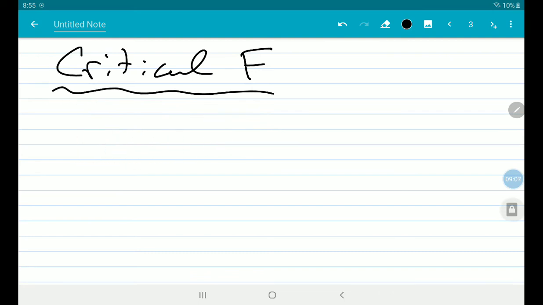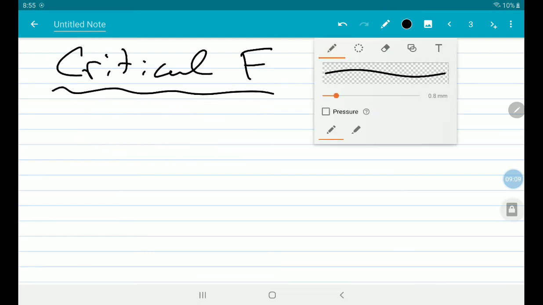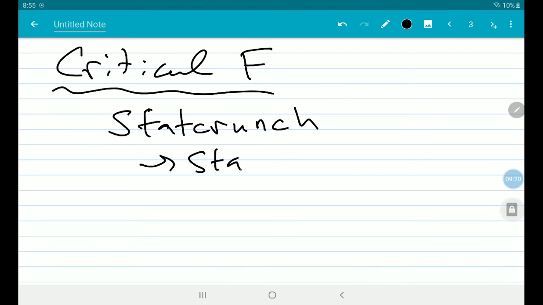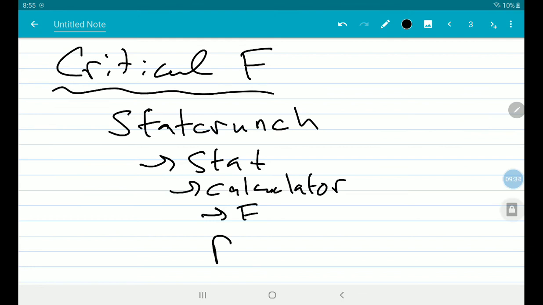Guess I'll just have to start over. Here we go. We went to StatCrunch, and then we went to Stat, and then we went to Calculators, and then we went to the F calculator, and then we put in our degrees of freedom for our numerator, degrees of freedom for our denominator, and then they ask for the probability.